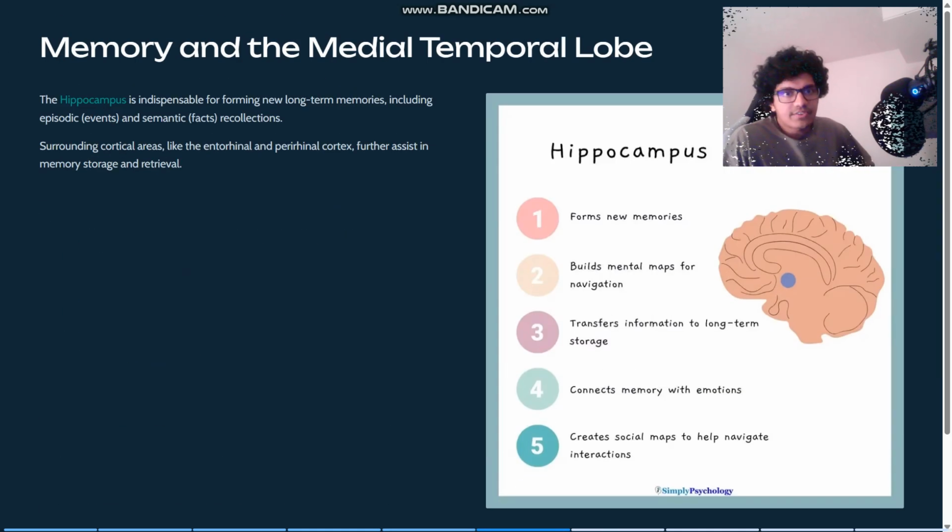Then the hippocampus is indispensable for forming new long-term memories, including new episodic and semantic recollections. As you can clearly see, these are the functions of the hippocampus: form new memories, build mental maps for navigation, transfer information to long-term storage, connect memory with emotions, which connects back to the flashbulb theory, and transferring information to long-term storage would also connect back to the multi-store models of memory, and create social maps to help navigate interactions.